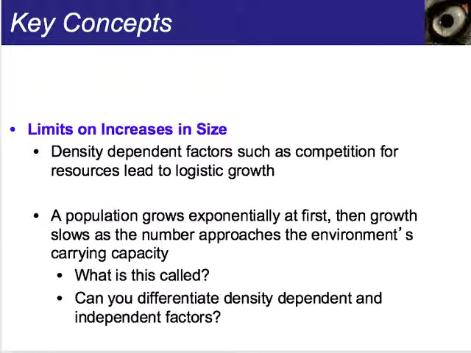So key concepts. Density dependent factors such as competition for resources lead to logistic growth. A population grows exponentially at first, then growth slows as the number approaches the environment's carrying capacity. Please know what this is called. And can you differentiate between density dependent and independent factors?